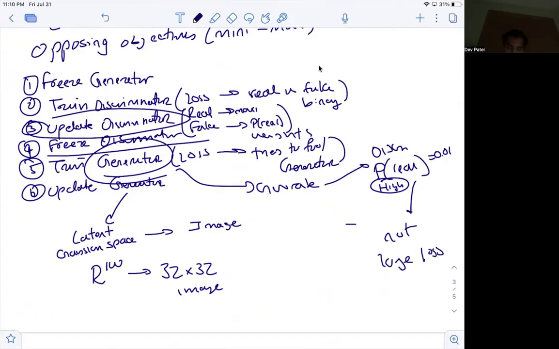Right, a large loss, because what's the objective for the generator? To make the discriminator think that the image it produced, which is fake, is actually real. So we're going to update those weights.